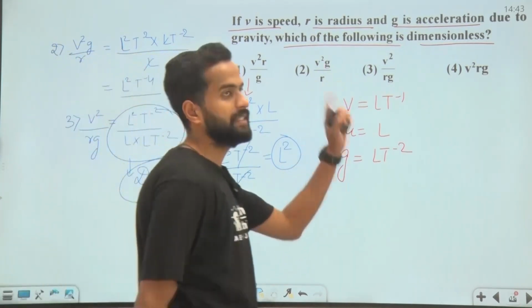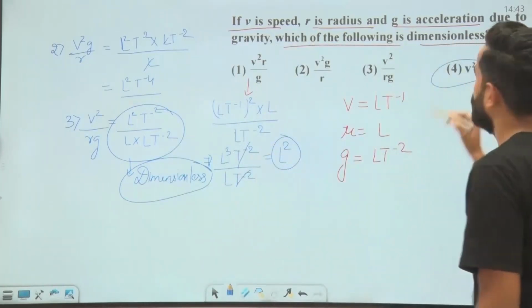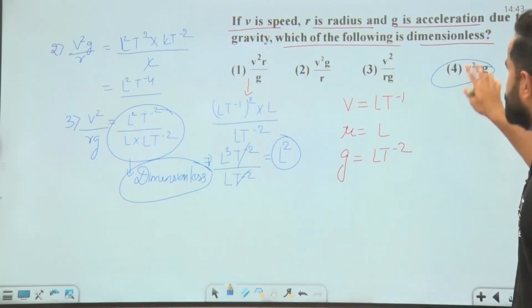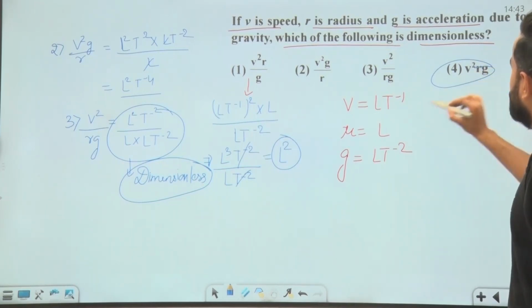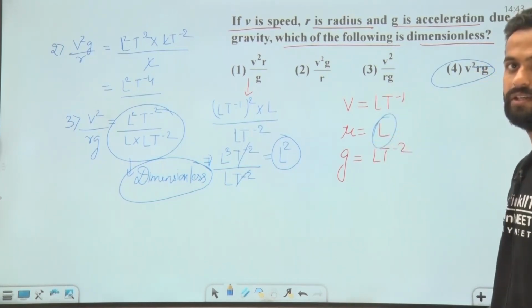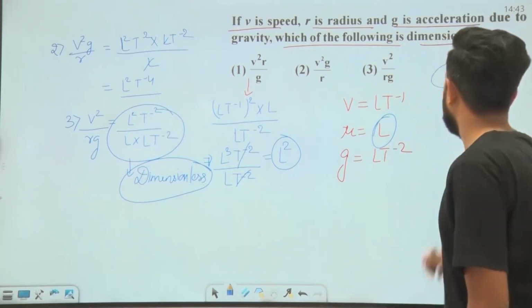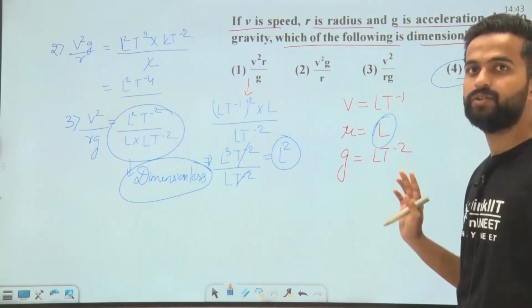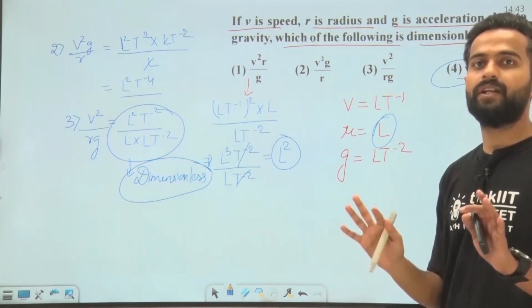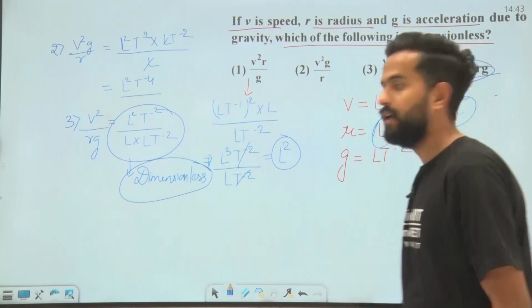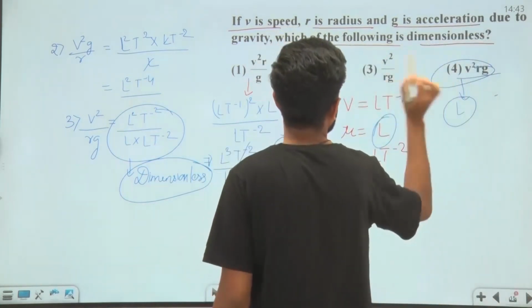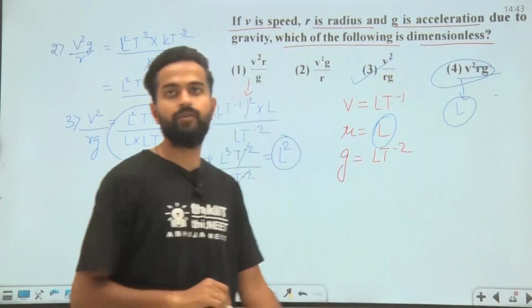So our third option is correct. Checking the fourth one, logically it is not dimensionless, because whatever can cancel out, we will get length in the dimension. All the terms are in multiplication, so no length term will cancel out. The net dimension must include L as a term. So the fourth one is also incorrect, and option 3 is correct. Thank you.